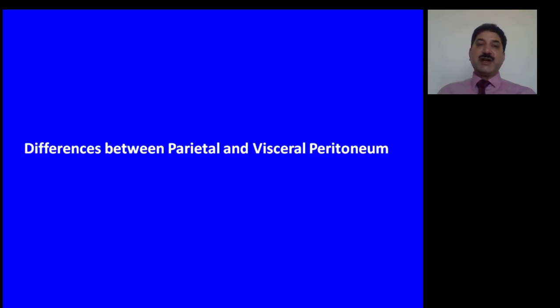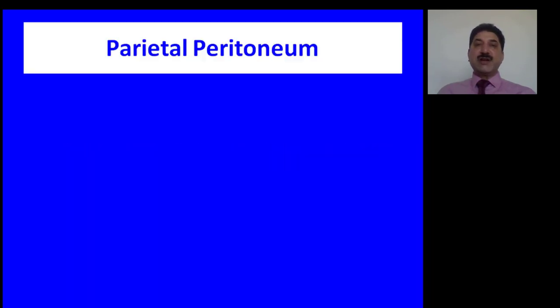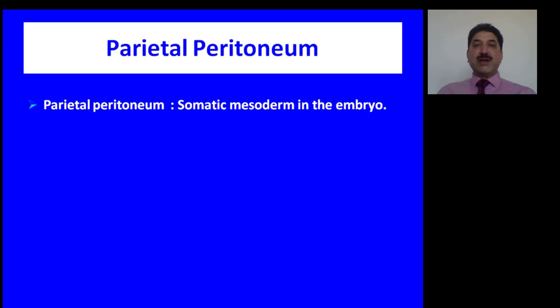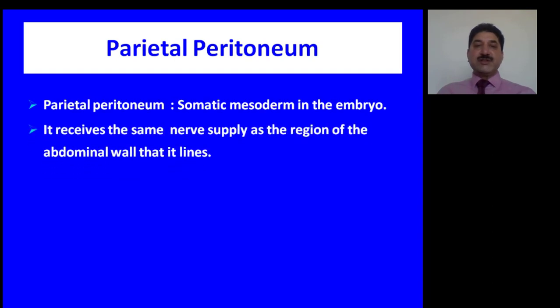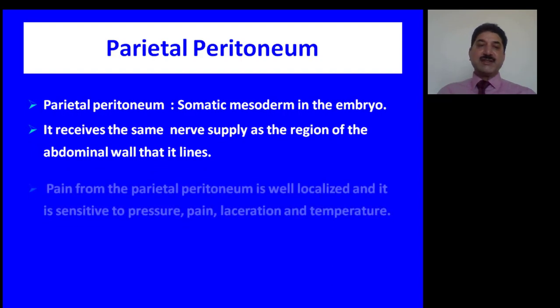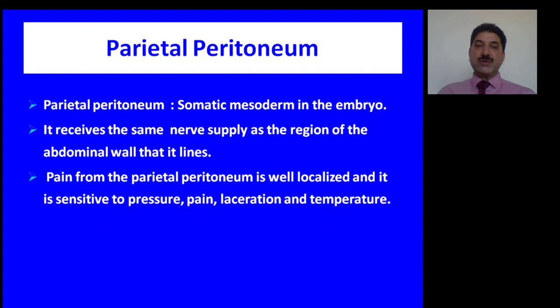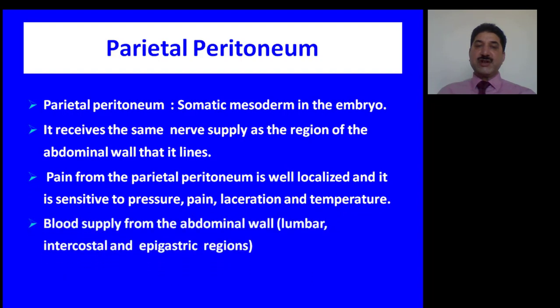What is the difference between parietal and visceral peritoneum? Parietal peritoneum is derived from somatic mesoderm in embryo, so it receives the same nerve supply as the region of the abdominal wall it lines, and it is pain sensitive. It is sensitive to pressure, pain, laceration, and temperature. Blood vessels of the abdominal wall also supply parietal peritoneum. So parietal peritoneum receives its blood supply from lumbar, intercostal and epigastric regions. It drains into inferior vena cava.